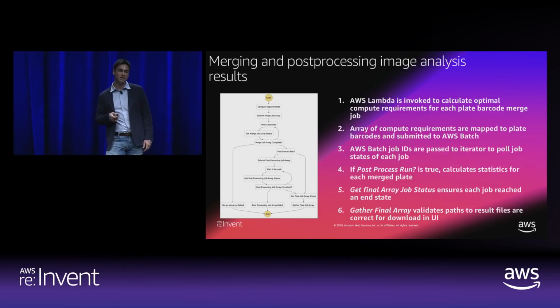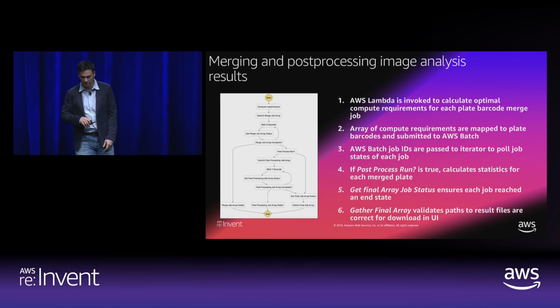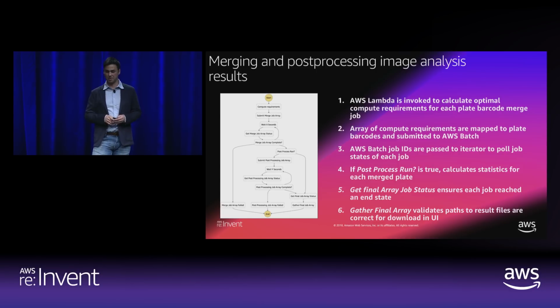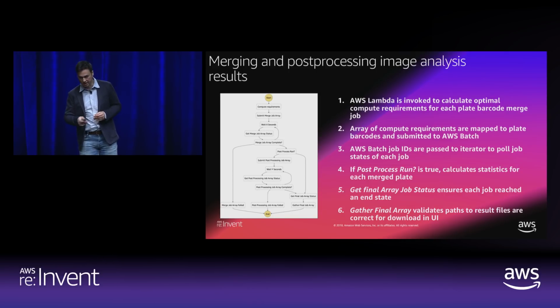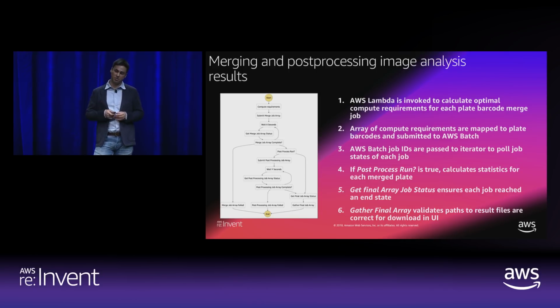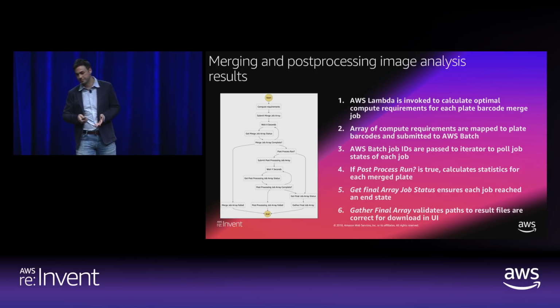We poll over the state until all the jobs have reached an end state, and that can be either error or complete in our case. We support this notion of an if-else, so you'll notice the merge job array complete and post-process run. So this choice state, if true, will also submit to Batch and poll. But the notable difference is instead of submitting to a container in AWS Batch that has business logic to merge, it actually has business logic to do more statistical calculations on it, as specified by the science.